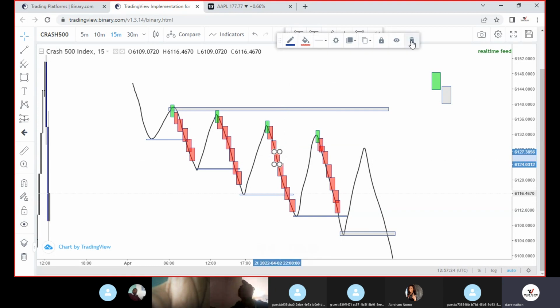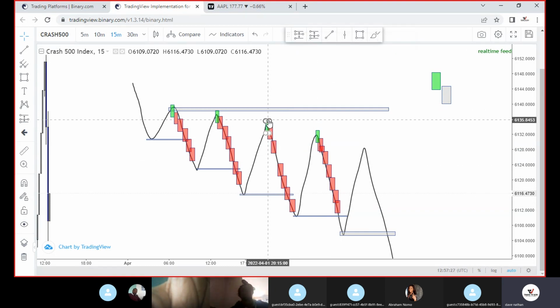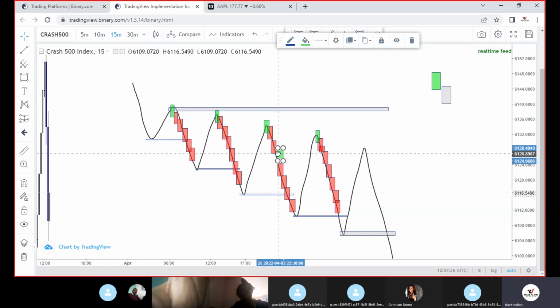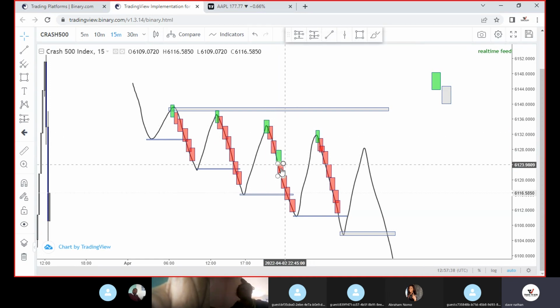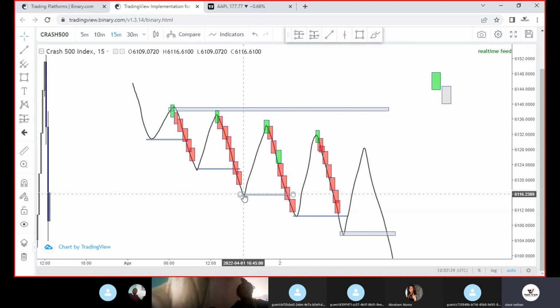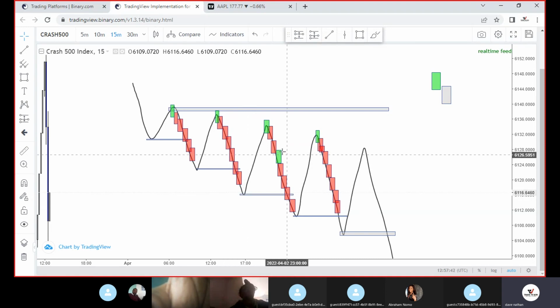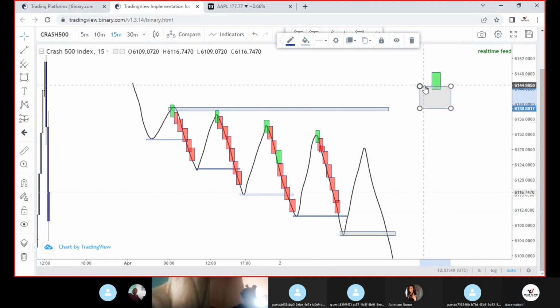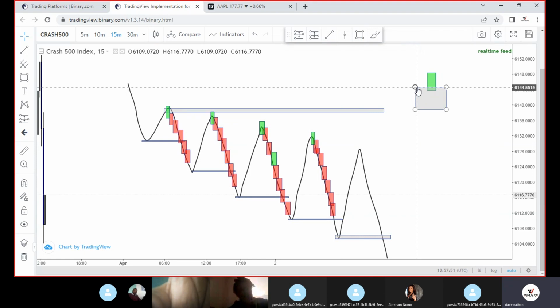Okay, so for example, in this case, you see this particular support that was broken. This is the last bullish candle. So in this case, we are going to mark off this zone as the order block.